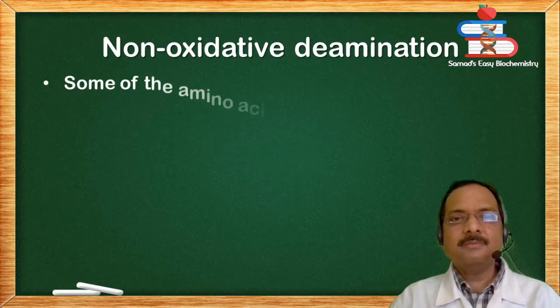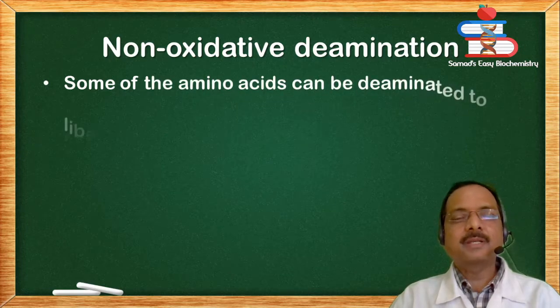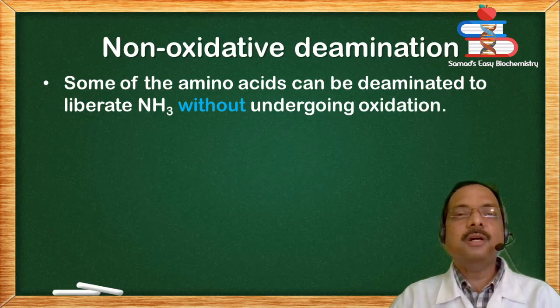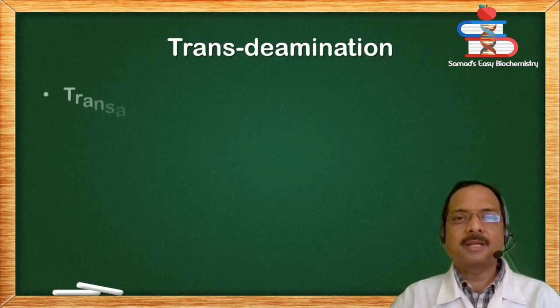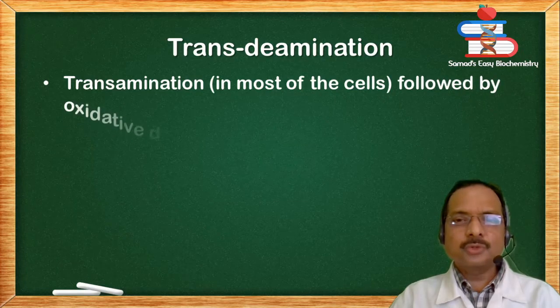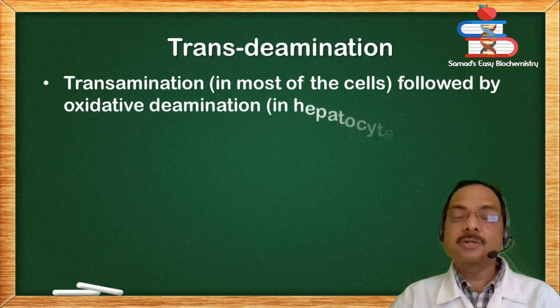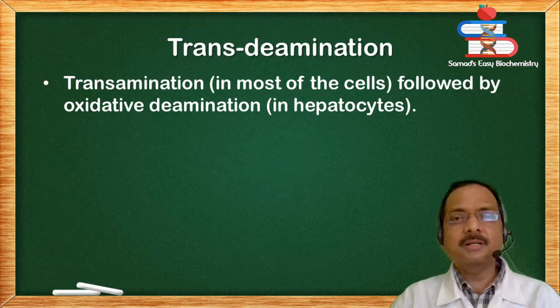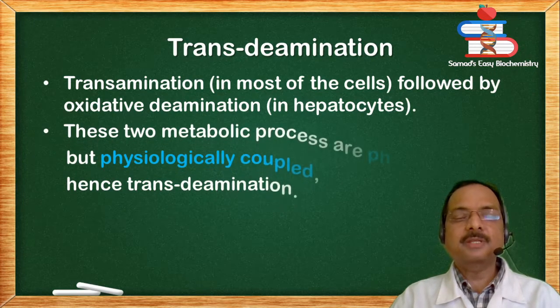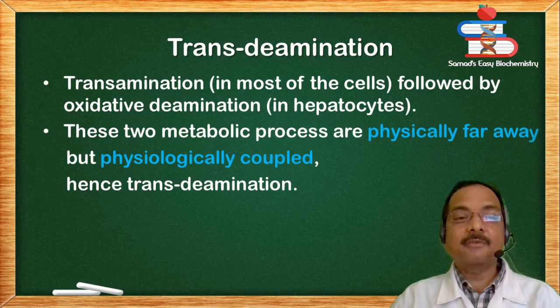Non-oxidative deamination. Some of the amino acids can be deaminated to liberate ammonia without undergoing oxidation. Trans-deamination. Transamination that occurs in most of the cells, followed by oxidative deamination, mostly occurs in the hepatocytes. These two metabolic processes are physically far away but physiologically coupled, hence trans-deamination.